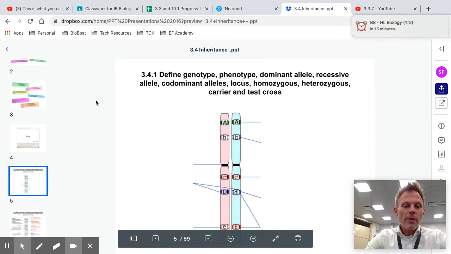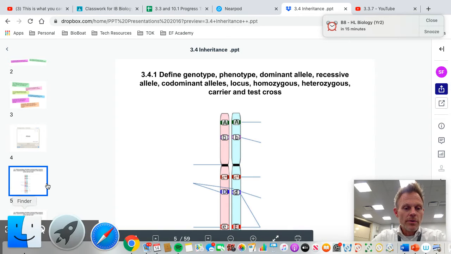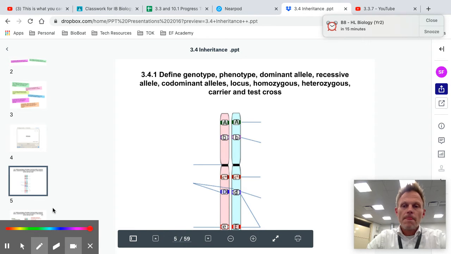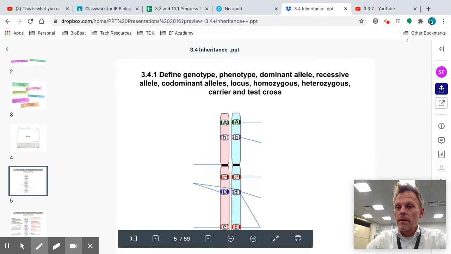And also, the other thing I want to do here is I want to only talk about a few of these, and then we're going to practice them. So I'm not going to go through all these definitions, but let's start with genotype. So a genotype is the combination of alleles.